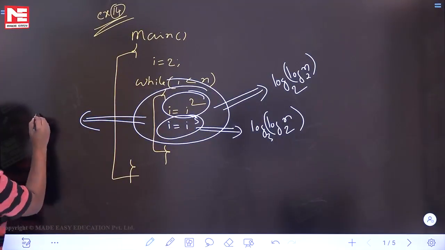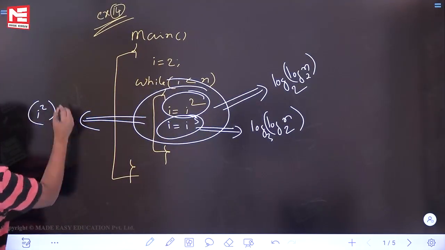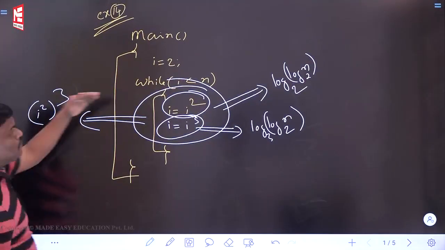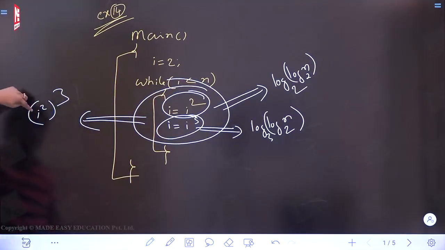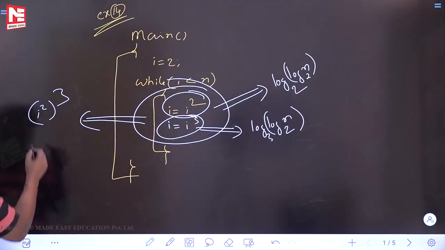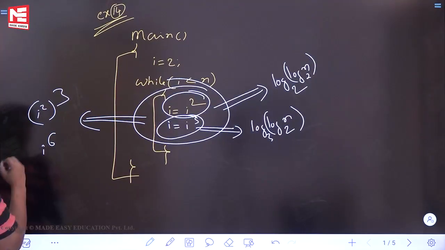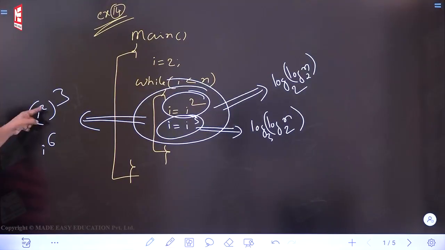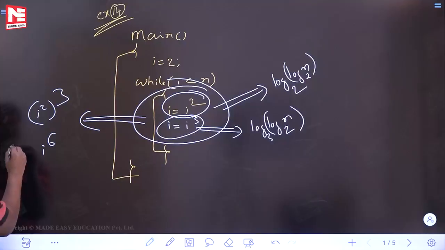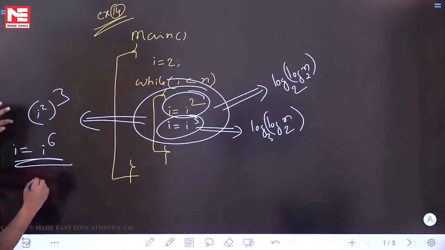Combined answer, if you see, first I square is there, for that whole cube. After completion of the first line, I becomes I square. To that whole cube, a power m whole power n, a power mn, it will become I power 6. It will become I is equal to I power 6.